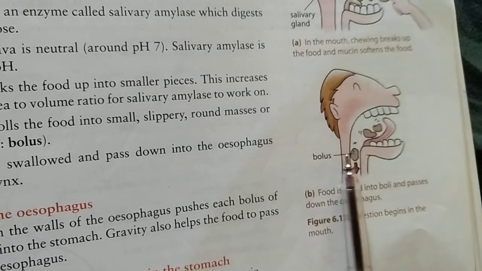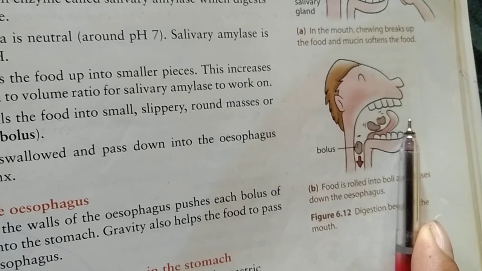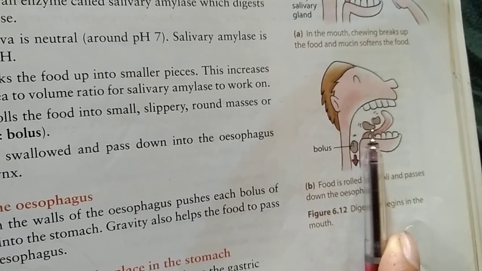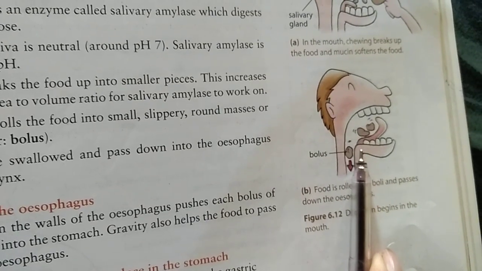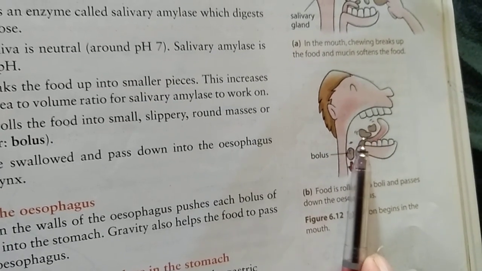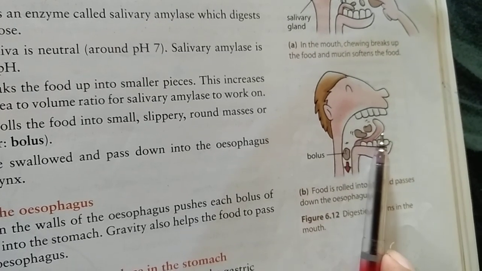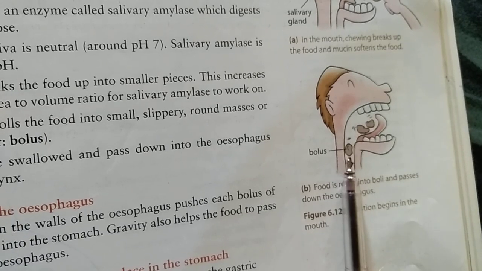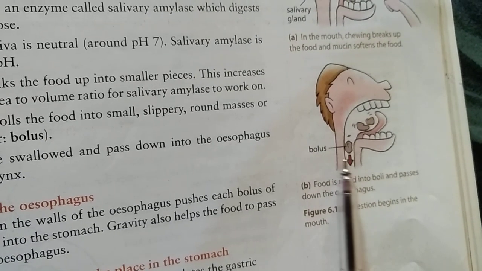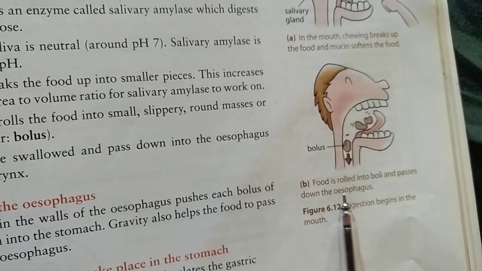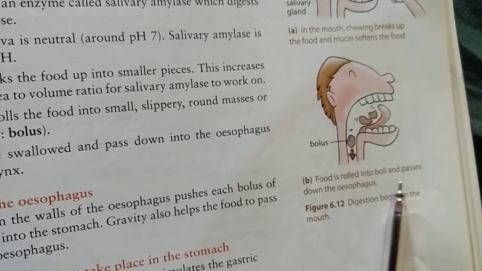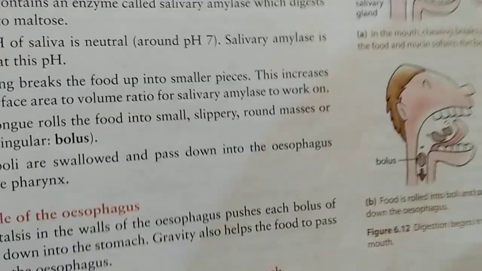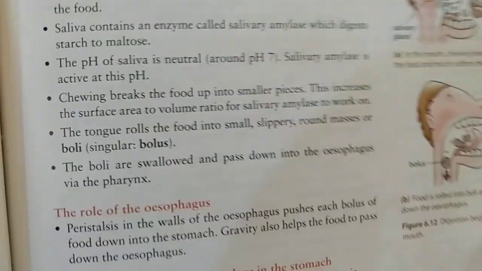The bolus, the small piece of food, enters the mouth, and salivary glands secrete mucin which softens the food. The food is broken down by the teeth and salivary enzymes, and the small piece of food is called a bolus. Here the bolus is shown. Food is rolled into boli and passes down the esophagus. Digestion begins in the mouth.